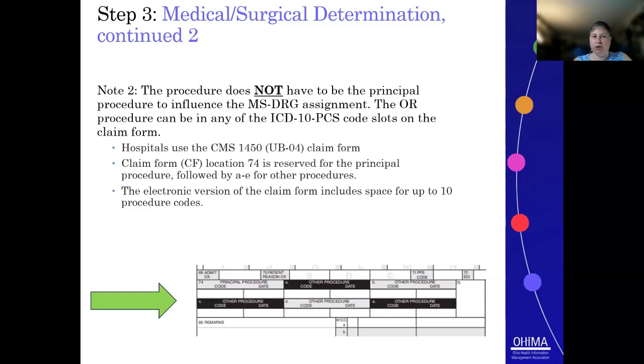So hospitals use the CMS 1450. You may have heard of it as the UB04 claim form. And again, MS-DRGs apply to inpatient acute care settings. So this is the form that is used. Claim form locator 74 is reserved for the principal procedure, followed by A through E for other procedures. Now, the electronic version of the claim form includes space for up to 10 procedure codes. So any one of those 10 can be the surgical procedure that impacts the MS-DRG assignment.